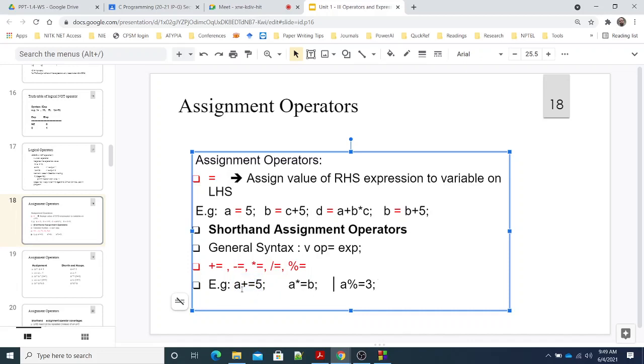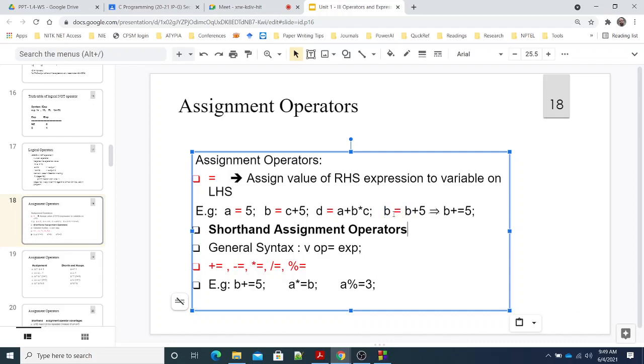Then what do these things mean? I'll change this to this. This is a simple or concise form of writing this expression. B equal to b plus 5 I can write concisely using a shorthand assignment operator. So this is equivalent to this. Shorthand assignment operators are used when the LHS variable also appears in the RHS.